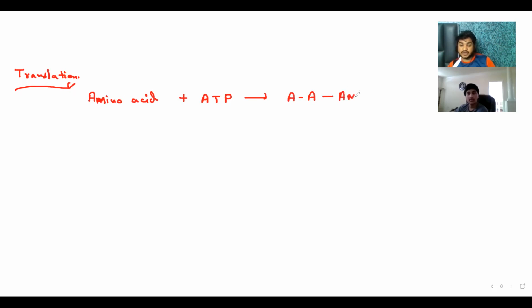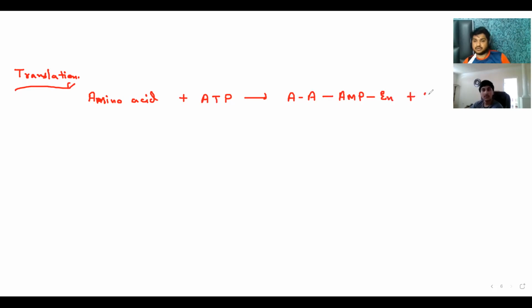It becomes AMP, adenosine monophosphate, and two phosphates are removed. They will remain there only; you don't have to take care of that. So it is a complex now, right?